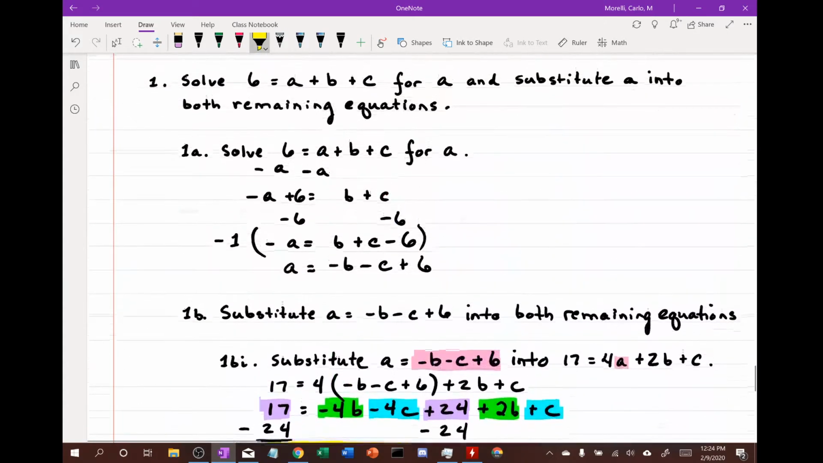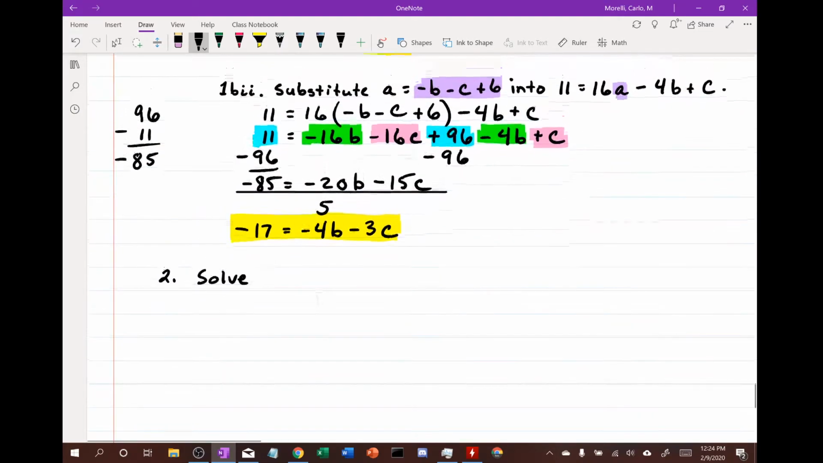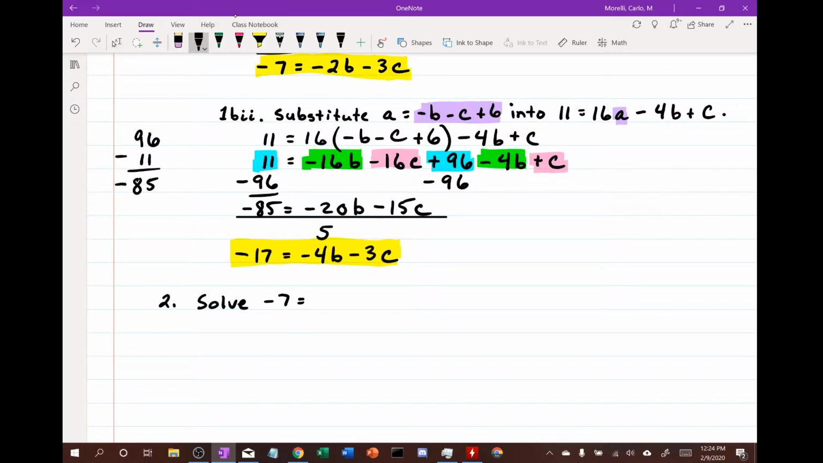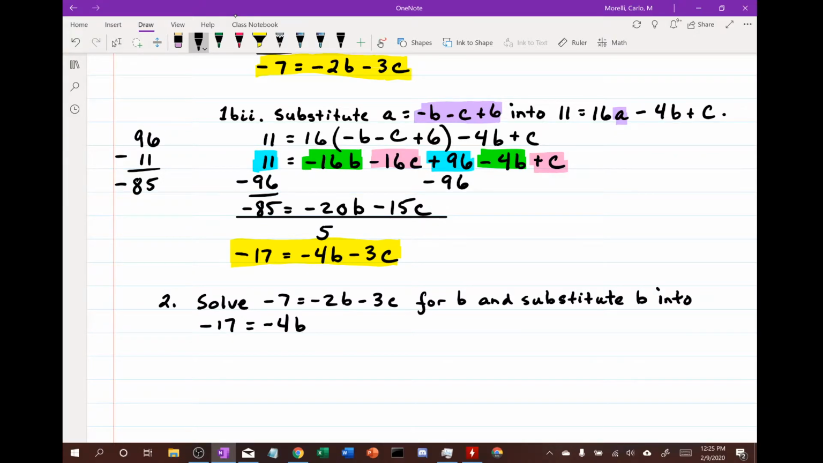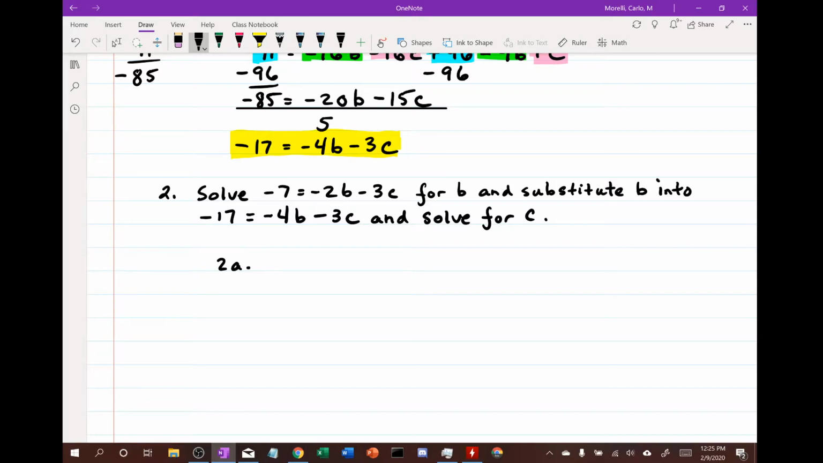So my next step, which is step 2, is solve -7 equals -2b minus 3c for b, and substitute b into -17 equals -4b minus 3c, and solve for c.